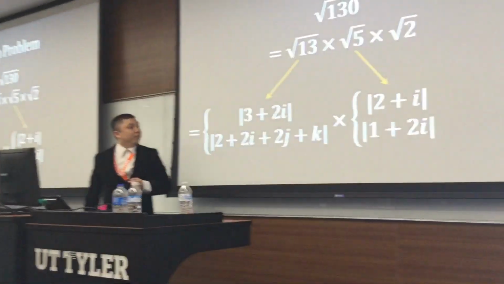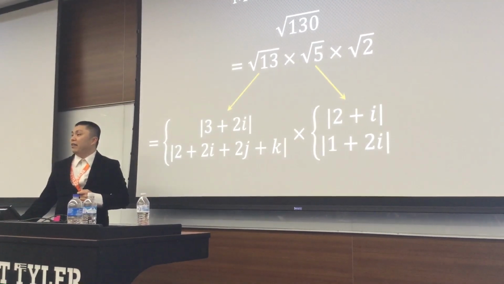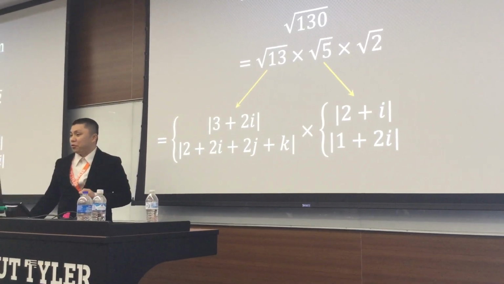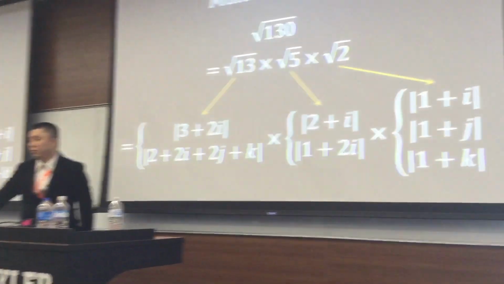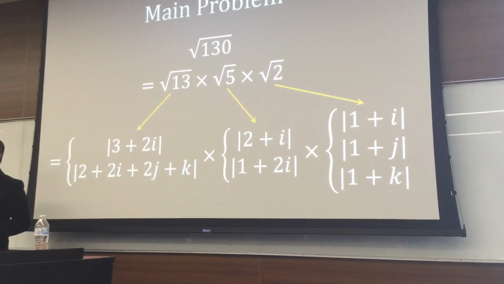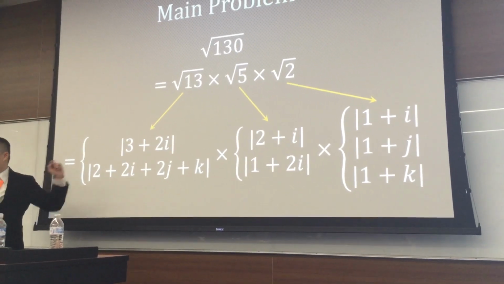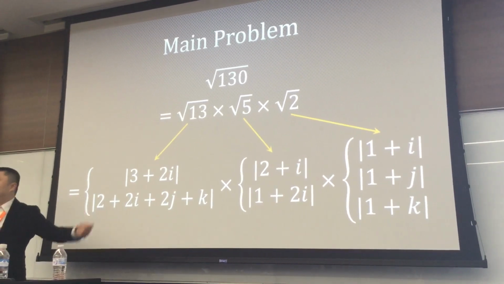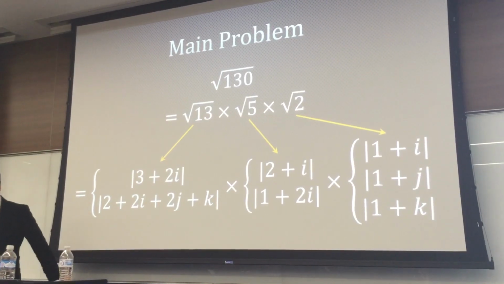Let's do 5. I can express it like 2 plus i, or 1 plus 2i. 2 squared plus 1 squared, or 1 squared plus 2 squared. Both of them will be 5. And for square root of 2, I can do 1 plus i, or 1 plus j, or 1 plus k. So when I multiply them, I'm just multiplying 12 times, right? 2 times 2 times 3 will give me 12 times, and I can generate all the answers. Isn't it nice? So let's do it.